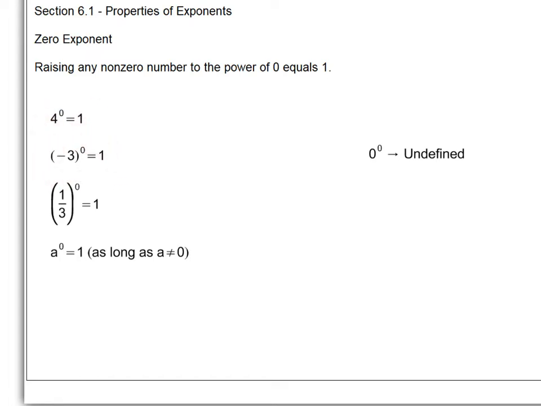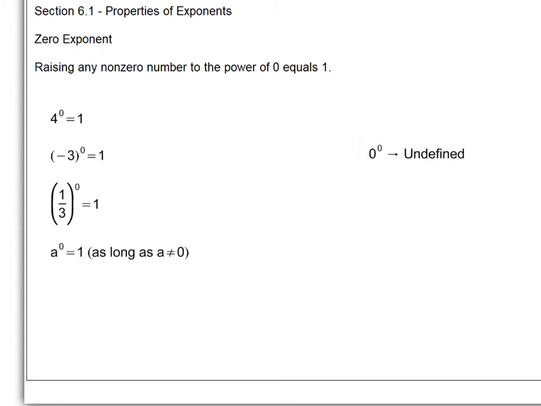4 to the 0th is 1. Negative 3 to the 0th is 1. 1/3 to the 0th is 1. In fact, anytime you raise any number to the 0th, it equals 1, as long as a does not equal 0. That's a special case that I mentioned over here.